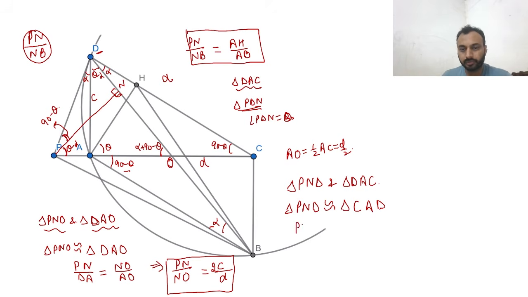So PND is similar to CAD. From here we can also write PN by CA is equal to ND by AD. So PN by ND is equal to CA by AD. So what is CA? CA is d and AD is c.